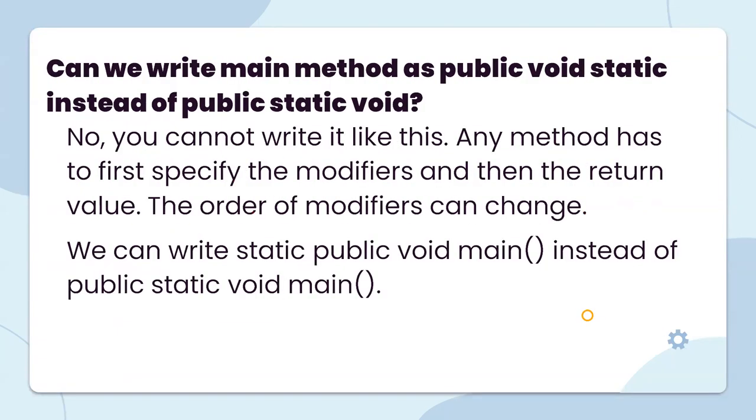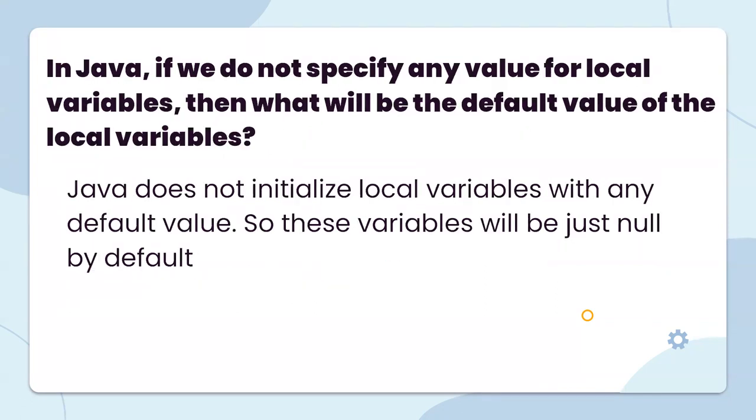Next question is, can we write the main method as public void static instead of public static void? No, we can't, because any method first specifies the modifiers, and then the return type. The order of modifiers can be changed. We can write static public void main instead of public static void main. You can change the order of static and the other modifiers, but not the return type.